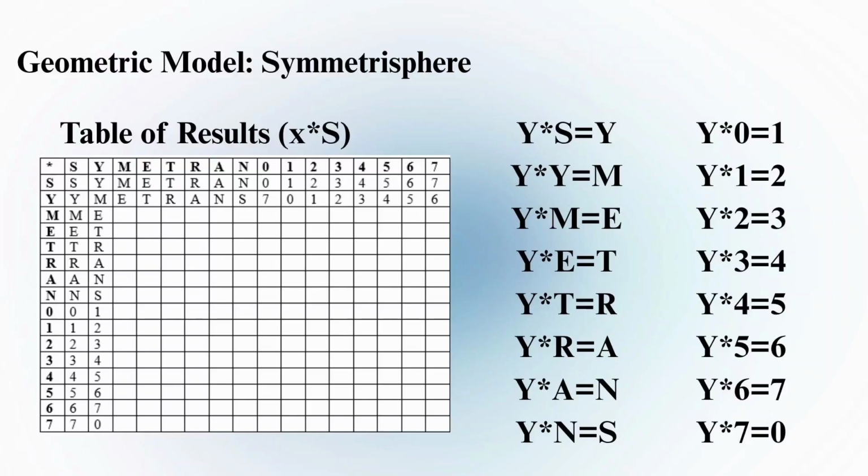Y star 0 is equal to 1, Y star 1 is equal to 2, Y star 2 is equal to 3, Y star 3 is equal to 4, Y star 4 is equal to 5, Y star 5 is equal to 6, Y star 6 is equal to 7, and then lastly, we have Y star 7 is equal to 0.